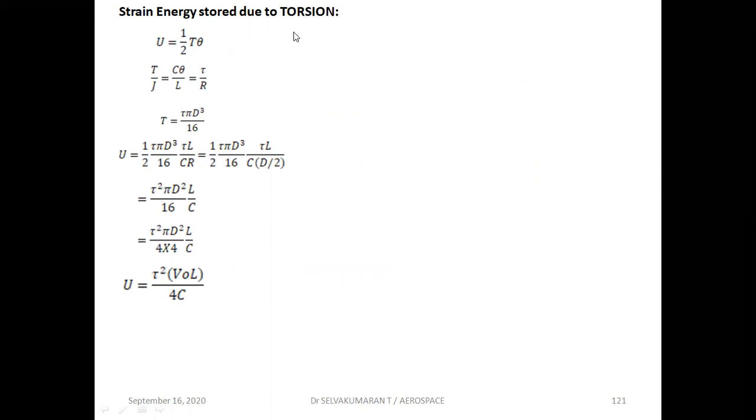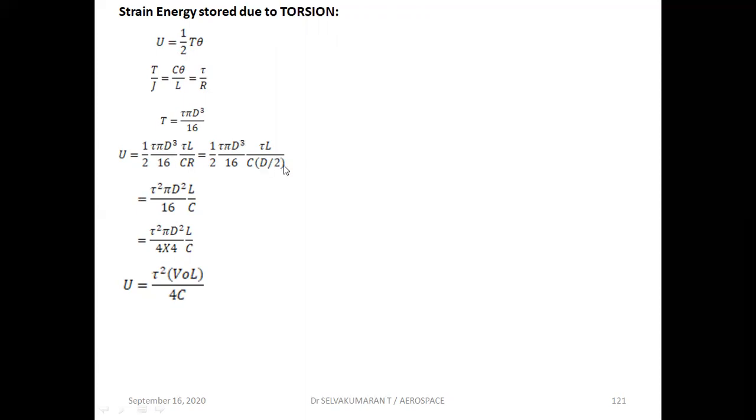Now strain energy due to torsion. Consider a solid circular shaft subjected to torque T, which gives the angle of twist theta. So strain energy stored U is equal to half into T into theta. From solid mechanics, T by J is equal to C theta by L is equal to tau by R. For a solid circular shaft, the torque transmitted is T is equal to tau into pi D cube by 16. So U is equal to half into, substituting this T and theta here. Theta is nothing but tau L by CR, where C is the modulus of rigidity. In some books, it is taken as capital letter G. Let us introduce R as diameter by 2, D by 2.